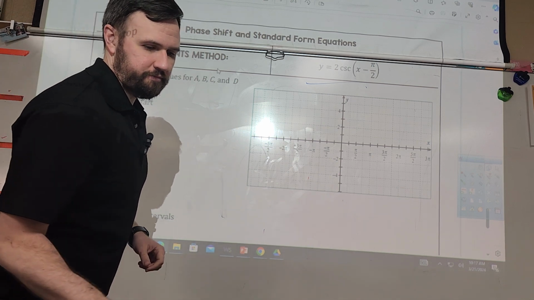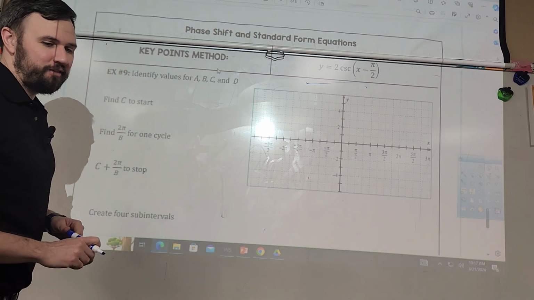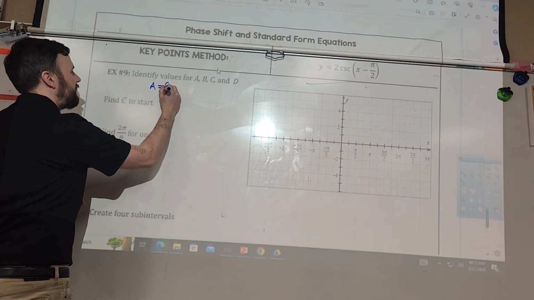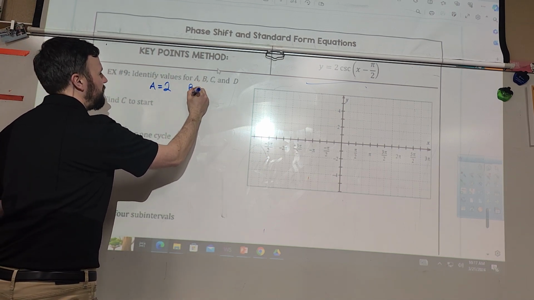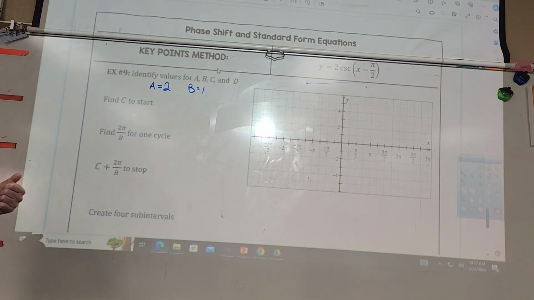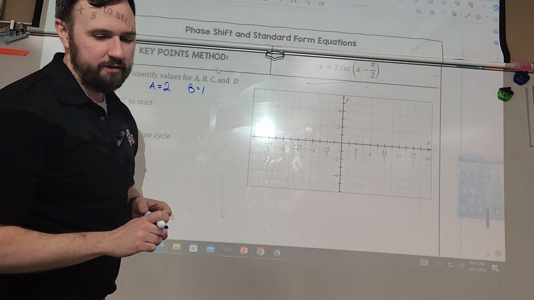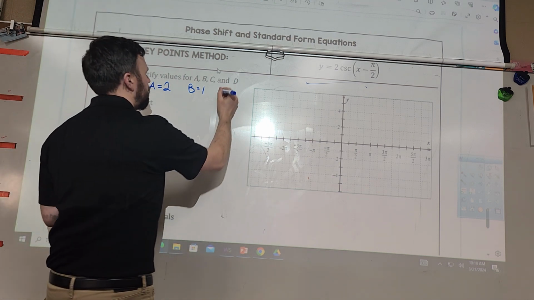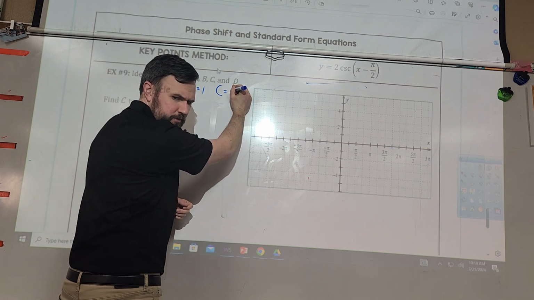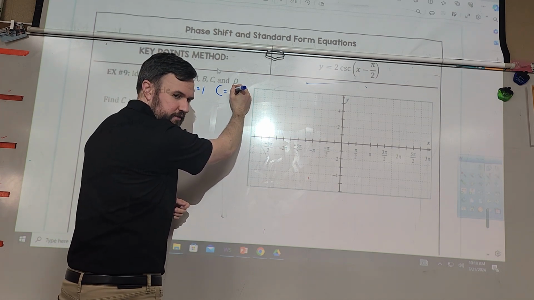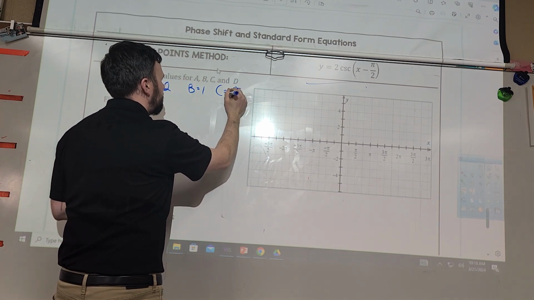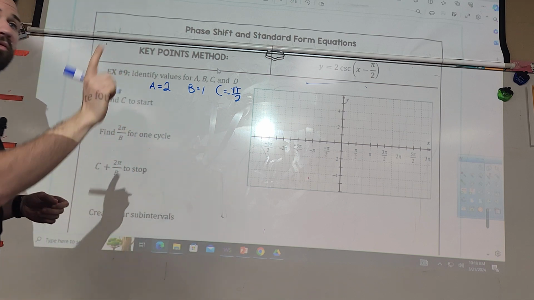So if you guys remember this, I need to find my A, B, and C. What's my A? Yep, my amplitude, which is 2. What's my B? My number in front of X, which is 1 on this one, right? So my period's not going to change. What's my C? Am I going to write this negative or positive? It's negative pi over 2. But that means I'm going to go right pi over 2.